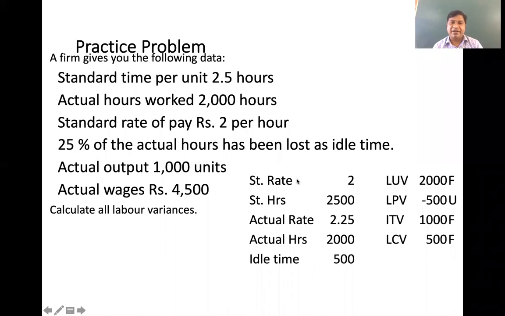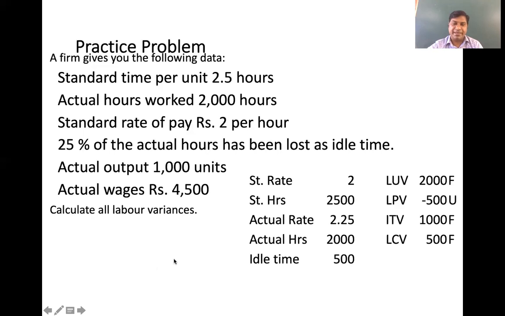Okay, so standard rate 2, standard hours 2,500 hours, actual rate 2.25, actual hours 2,000 hours, idle time 500. Now, what is the labor cost variance? Look at this.